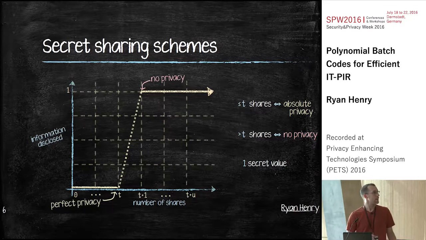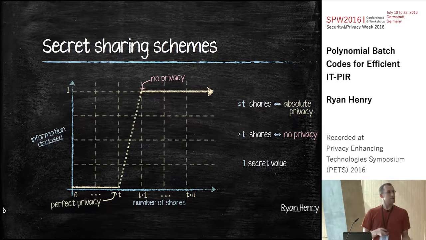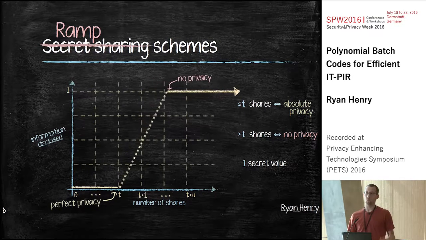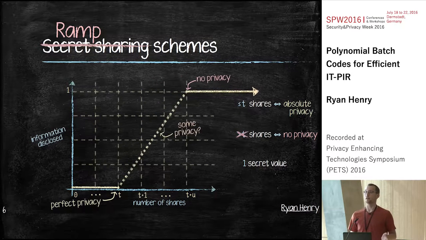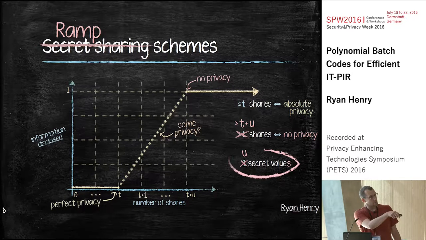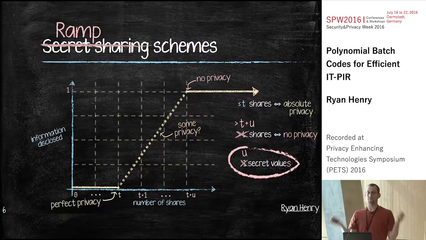So in a typical secret sharing scheme, we have some parameter. I'm calling it T here. If the attacker gets their hands on T or fewer shares, they learn nothing at all about what the secret is. But as soon as they have T plus one or more shares, they have the entire secret.